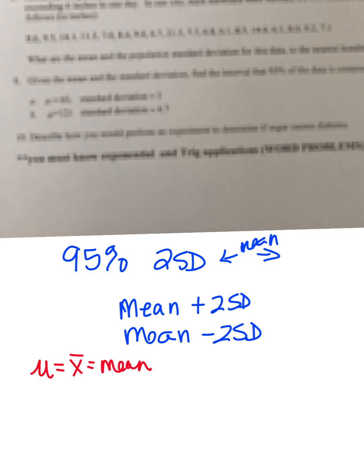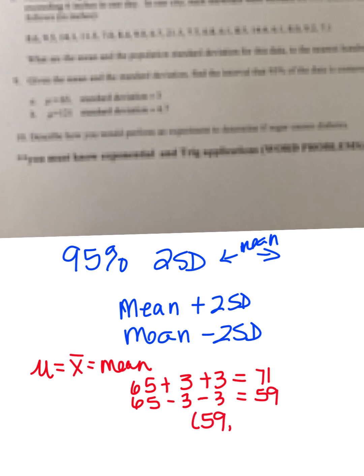We're going to take 65 and add 2 standard deviations. The standard deviation is 3, so I'm adding 6. That's 71. And I'm going to take 65 minus 2 standard deviations, so 65 minus 6, which is 59. So that's the interval, 59 to 71 represents 95% of the data.